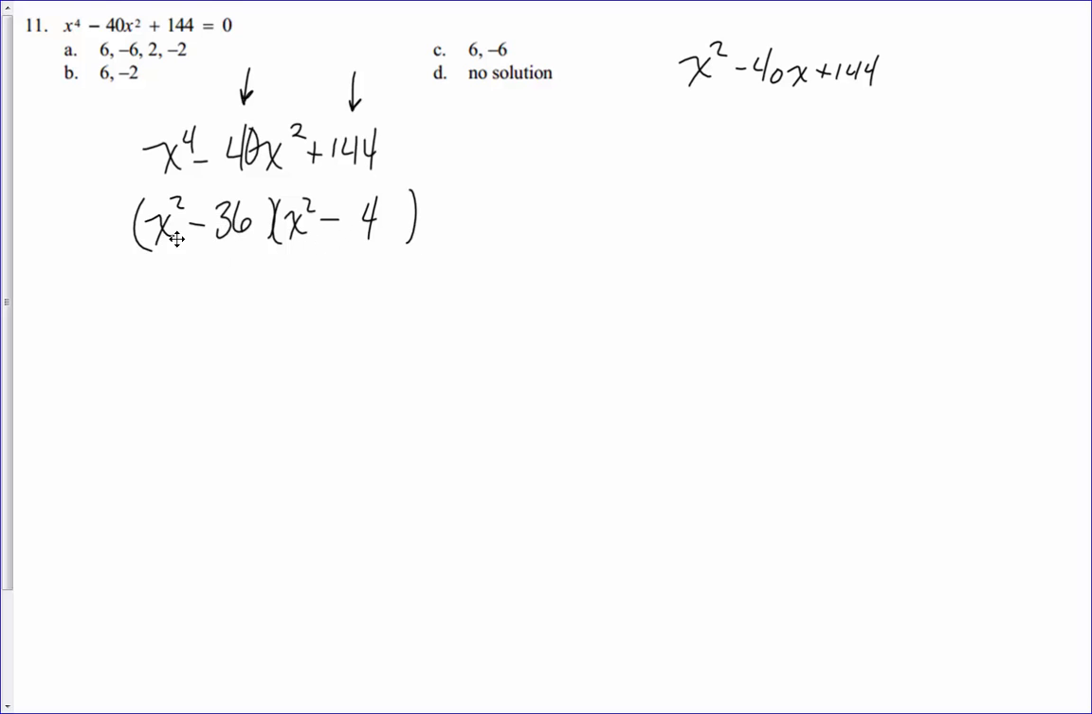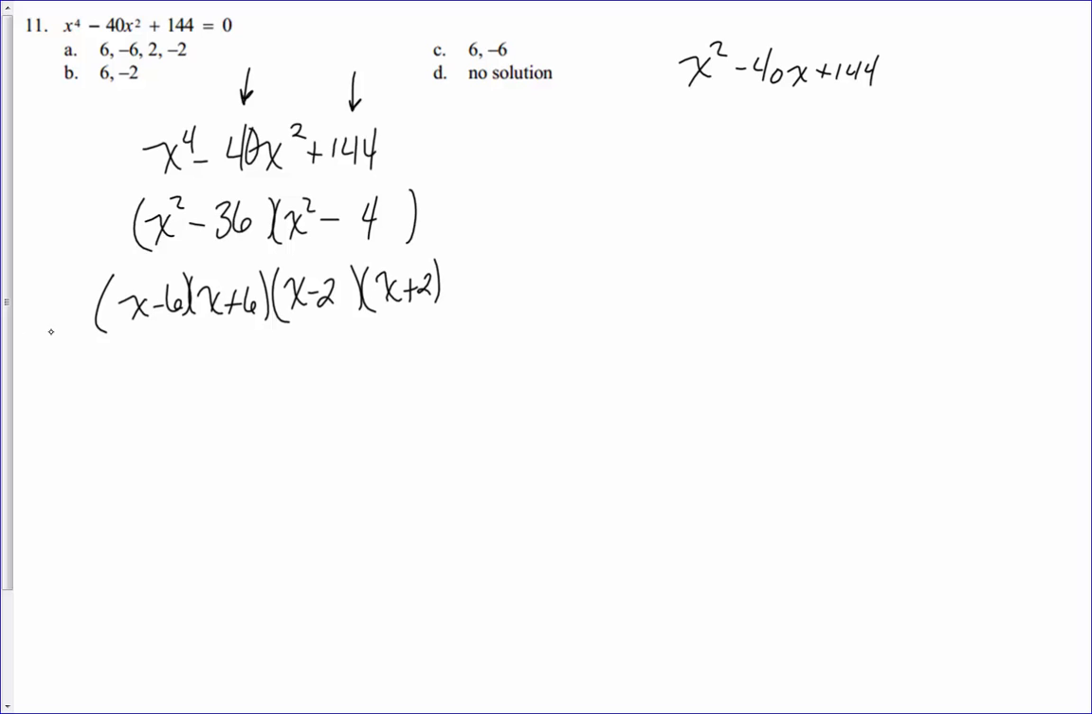All right, so now we have to factor both of these. Both of these are just the third case on the special case chart. It's a squared minus b squared. Well, what times what is 36? Well, the answer is 6. So this is just x minus 6 and x plus 6. Same thing here. What times what is 4? Well, that's 2 times 2. So it's going to be x minus 2 and x plus 2.